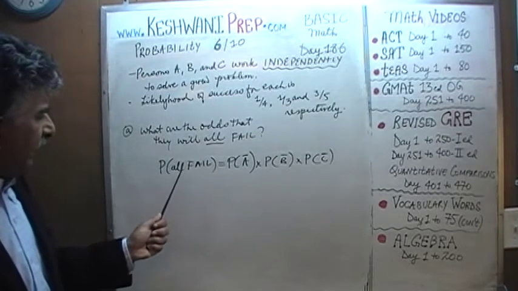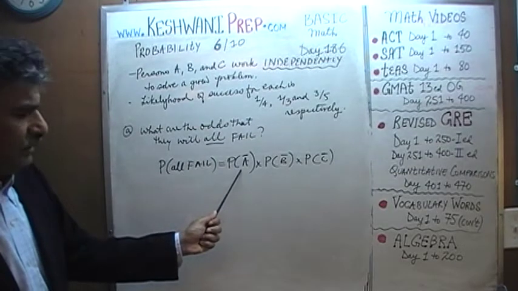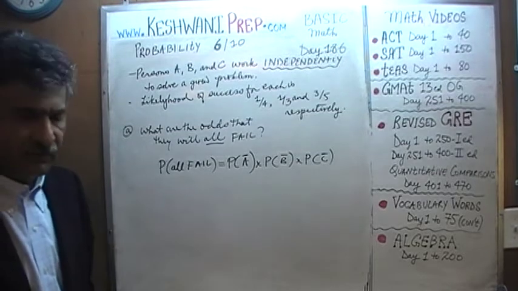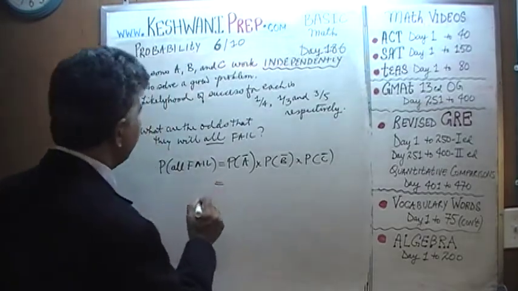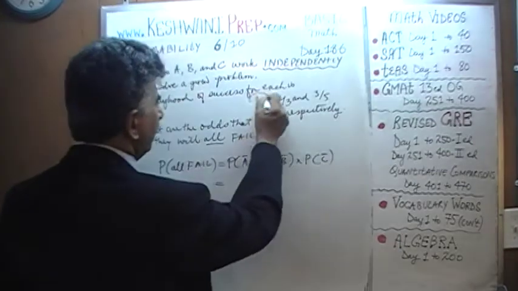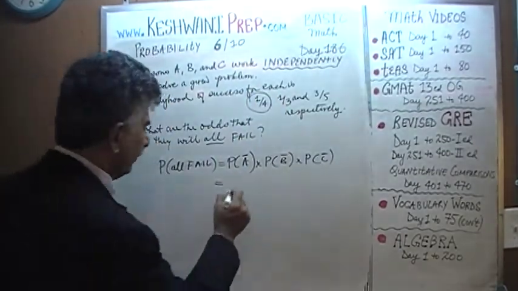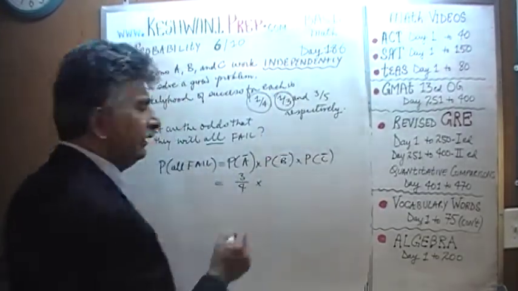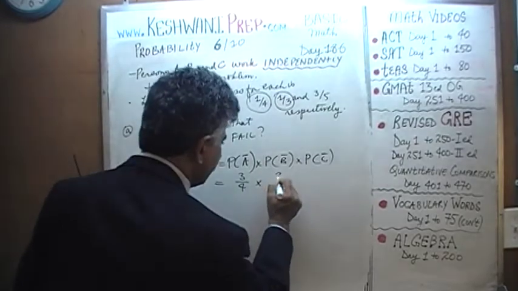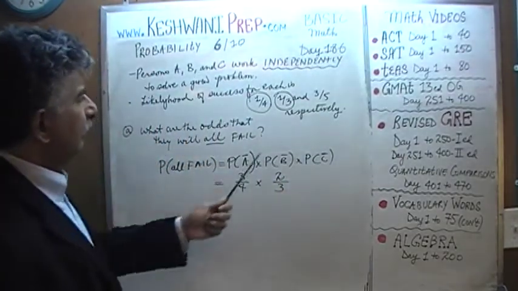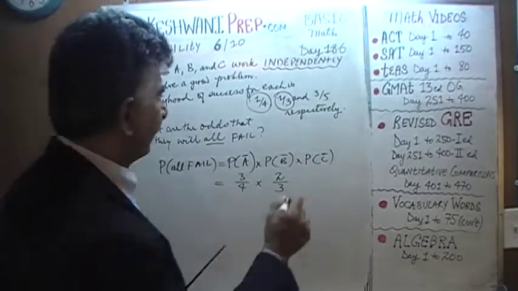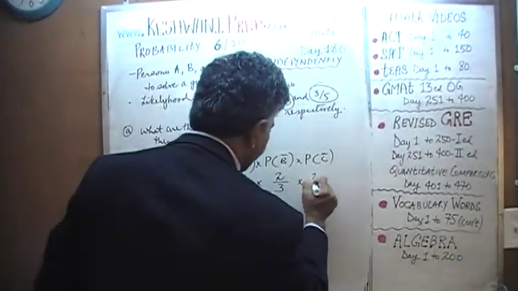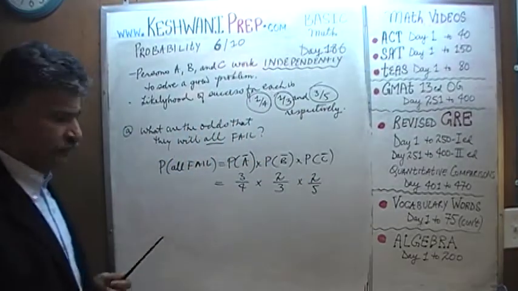So there it is. The odds that they will all fail is simply the product of the odds that A will fail, times the odds that B will fail, and times the odds that C will fail. And that is simply, right here, 1/4 chance that A will succeed, therefore A has a 3/4 chance that he will fail. There is a 1/3 chance that B will succeed, therefore B has 2/3 chance that he will fail. There is a 3/5 chance that C will succeed, and therefore C has a 2/5 chance that he will fail. That's it, that's how simple it is. All we have to do is simplify.